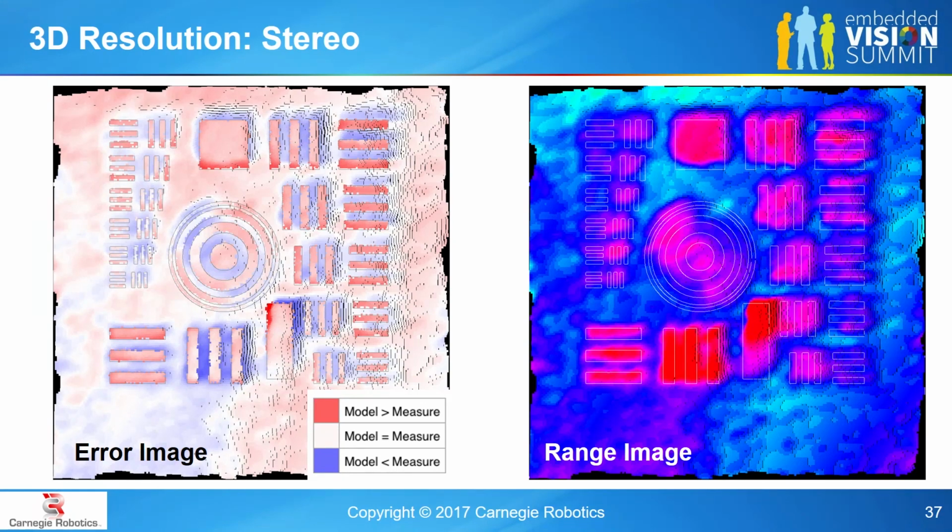So you see in the top right corner that our alignment of the model to the board is a little bit off, and our white bars are actually in the blue instead of in the pink. So that is causing the model versus measure error image to be incorrect in the top right corner. But despite that, there's still some really interesting things here.